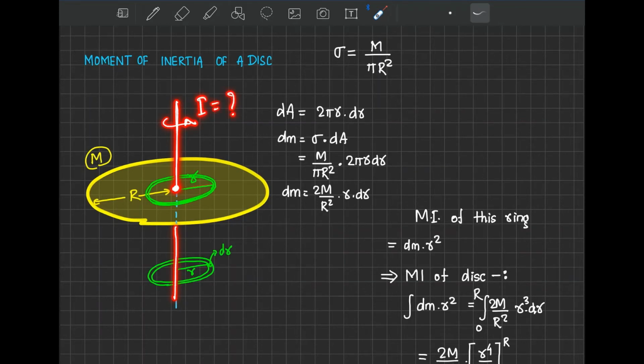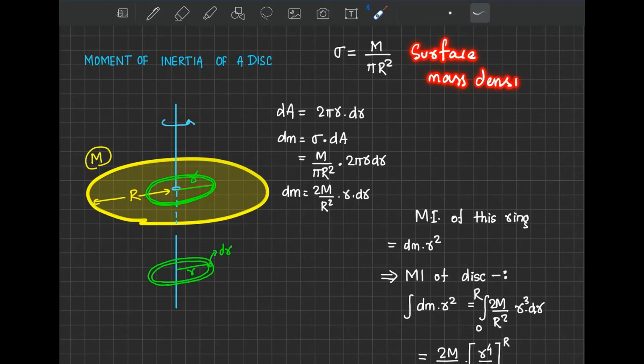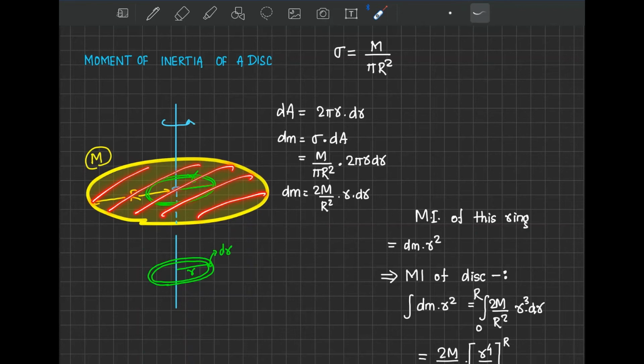Let's find I about this point. Now here, as we are given a uniform disk, that means mass is uniformly distributed, right? So if mass is uniformly distributed, let's write the surface mass density. Surface mass density is written as sigma, and this will be mass by total area. So sigma is m by pi r square. So the surface mass density of this disk is m by pi r square.